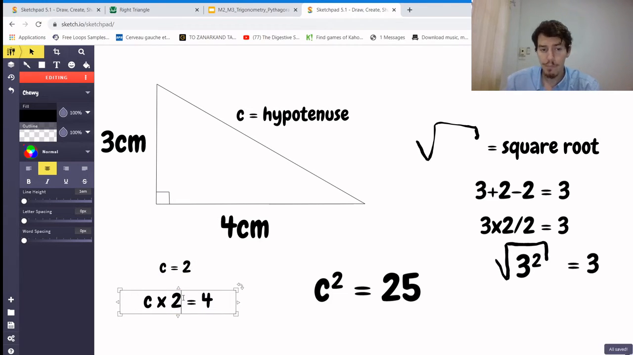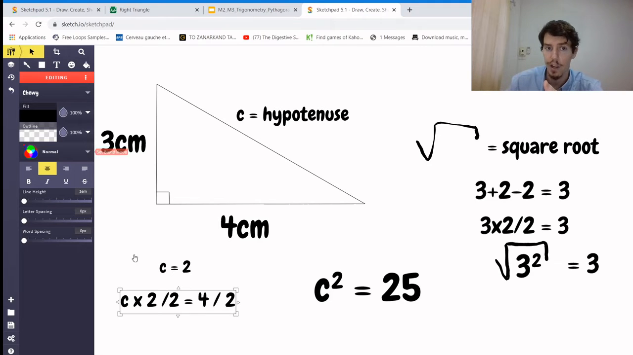Same here. Here we have c times 2 equals 4. How do we find how much is c? We don't want multiply by 2, so we have to take the opposite. We have to divide by 2. If we divide by 2 on this side, we have to divide by 2 on the other side, okay? So here, multiply by 2, divide by 2, is like multiply by 1, okay? They are opposite, so this one disappears. And here, 4 divided by 2 is 2, okay?